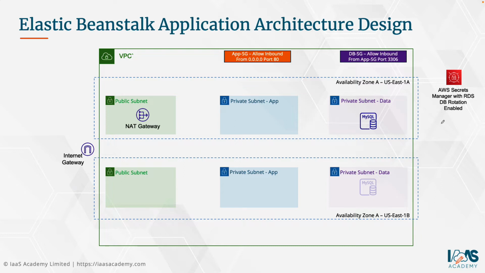Another feature of AWS Secrets Manager is the fact that you can enable something called DB rotation, database rotation. What this does is it actually changes and rotates the database credential information at regular intervals. You can set those intervals yourself. It can be every 4 days, 4 weeks, 4 months, whatever is your corporate policy.